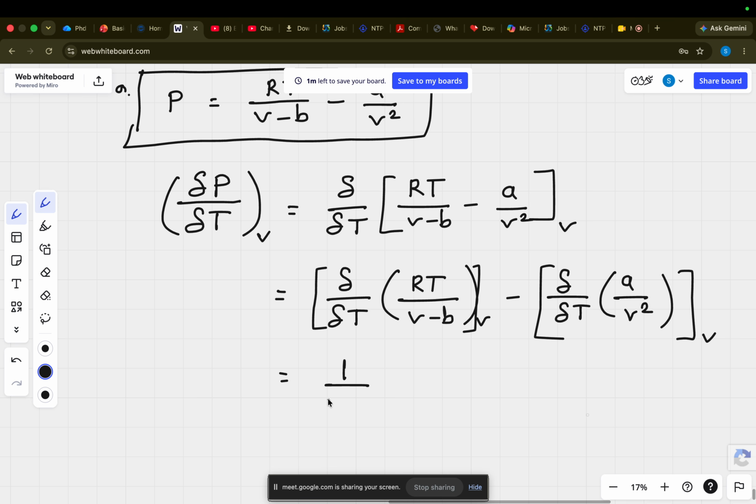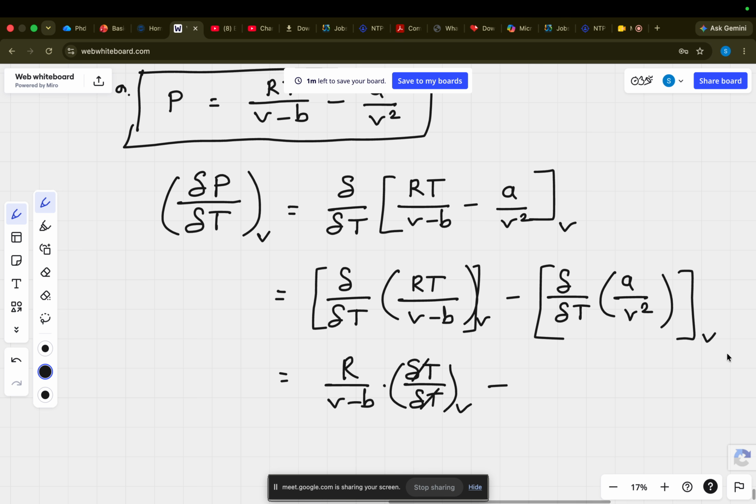So 1 by V minus b into R. This R is also constant, the universal gas constant, so that will also come out of the bracket. Whatever constants you have will come out of the bracket. Then I have del T by del T at constant V, so this gives you 1 only.